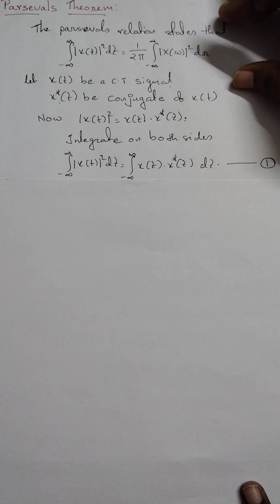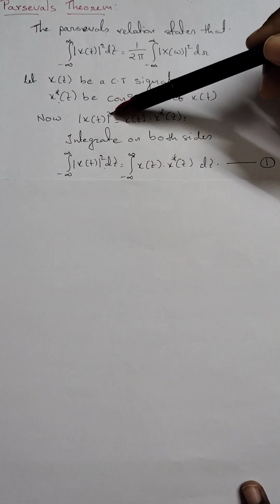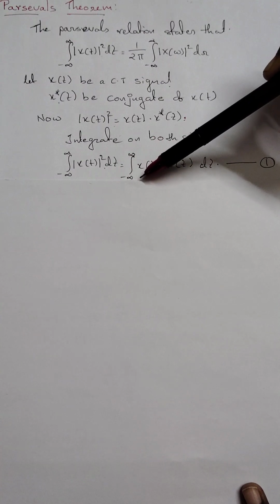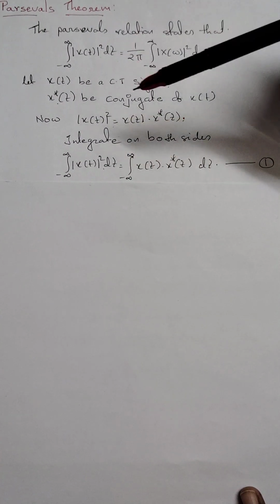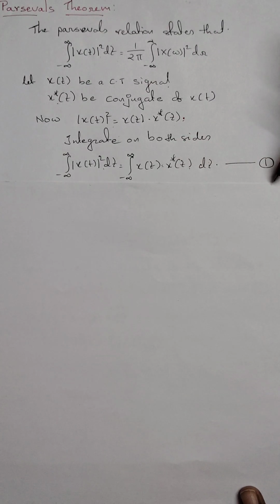That is, the integration from minus infinity to infinity of |x(t)|² dt is equal to the integration from minus infinity to infinity of x(t) · x*(t) dt. Keep it as equation 1.